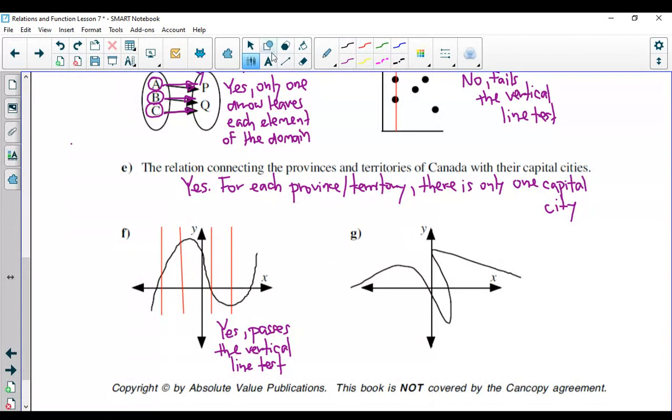G, you can clearly see that it does not pass the vertical line test. I could just draw a line that goes through here and have it hit at 1, 2, 3 points. So that would fail. Therefore, that is not a function.